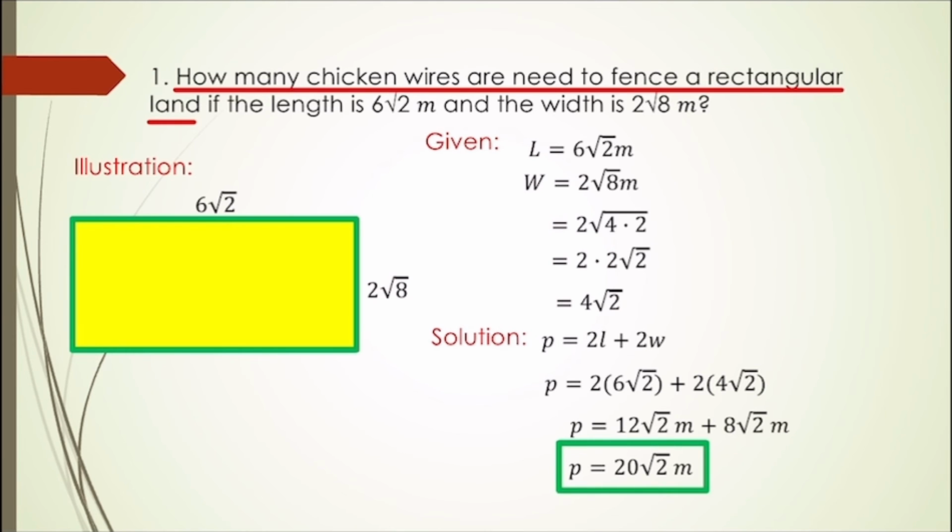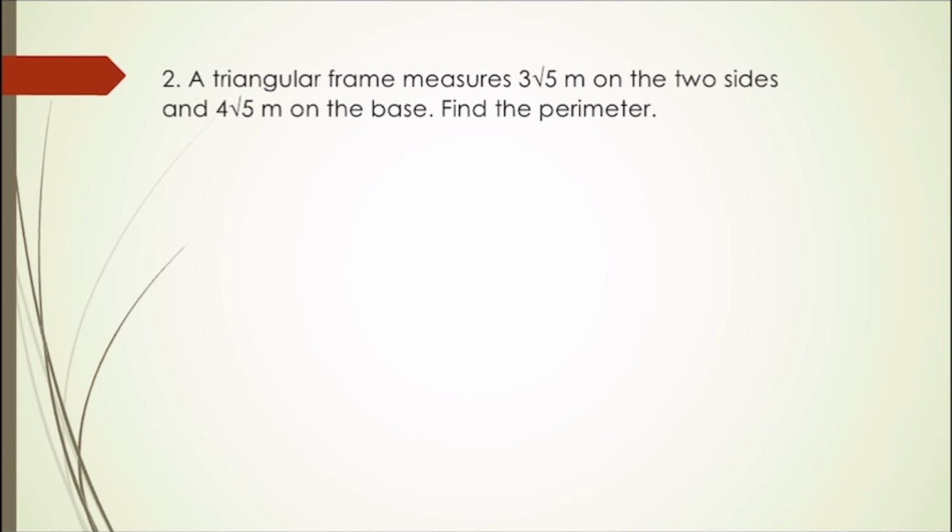So yun yung chicken wires that we need to fence a rectangular land. So that is our answer for our problem number 1. Now let's proceed for second example. So a triangular frame measures 3 and square root of 5 meters on the two sides and 4 and square root of 5 meters on the base. So let's find the perimeter.